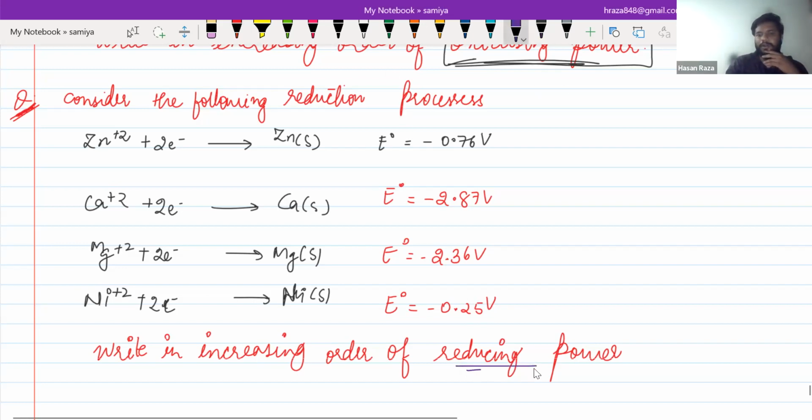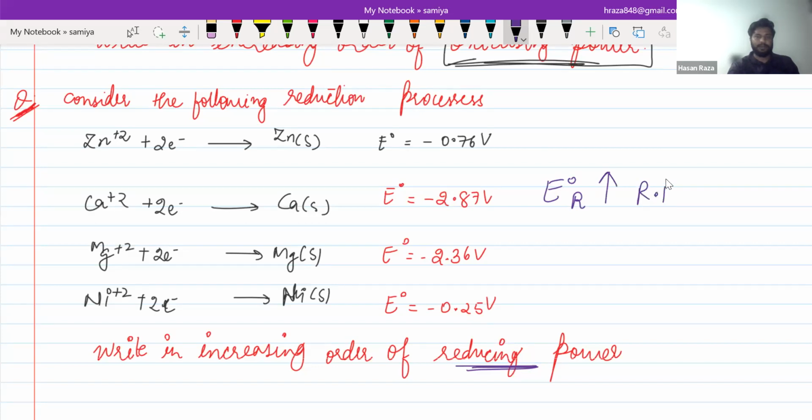It is asking about reducing power. The previous question was about oxidizing power. So if you are going to write anything, just focus on this. If E° value increases, that means reducing power decreases and oxidizing power increases. So if you want reducing power to be maximum, that means E° should have the lowest value, then reducing power increases and oxidizing power decreases. Nadia?